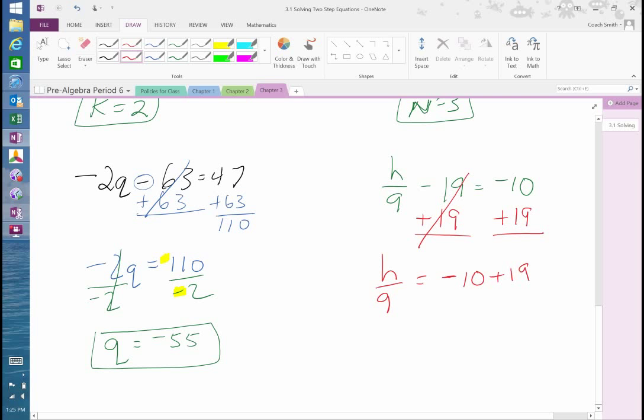negative 10 plus a positive 19. You're subtracting their absolute values, which makes that a positive 9. Okay?